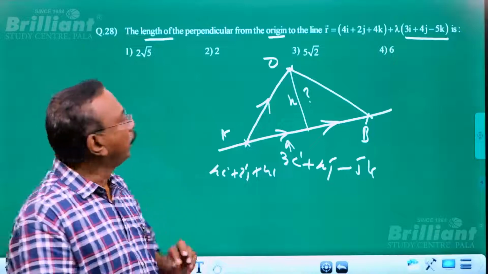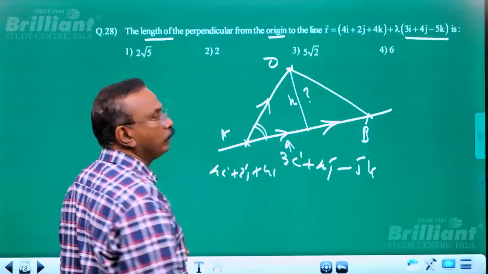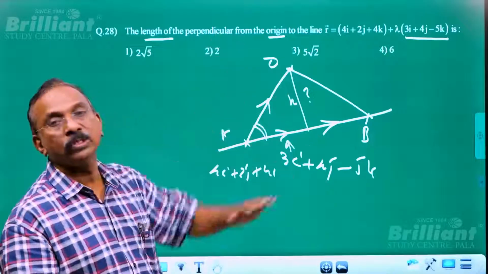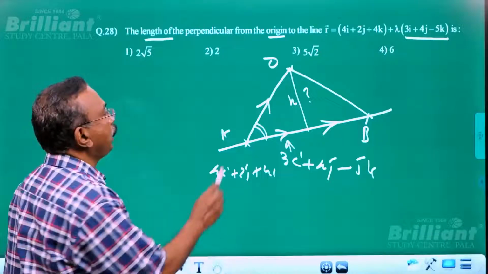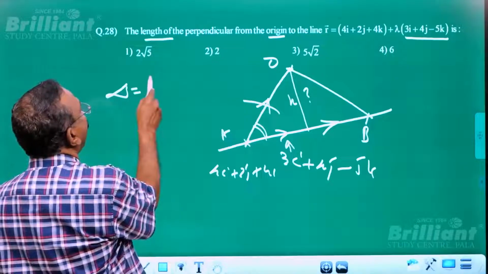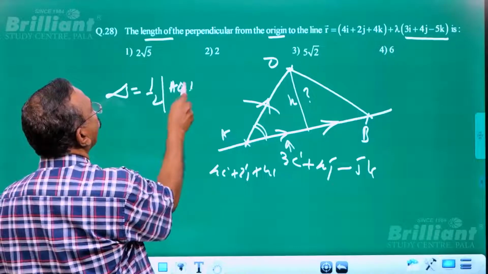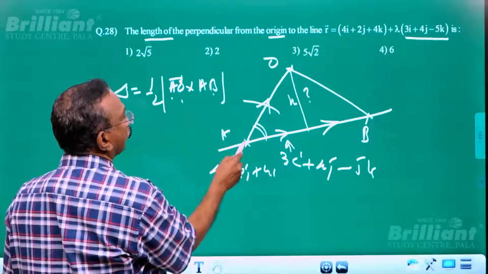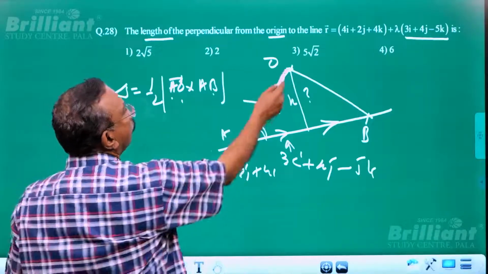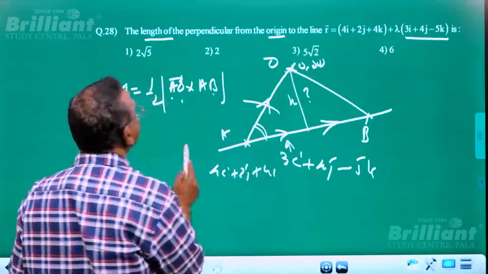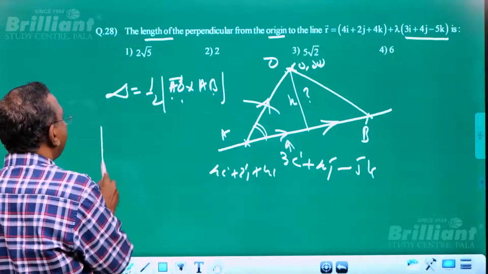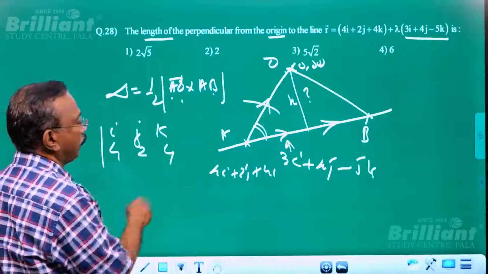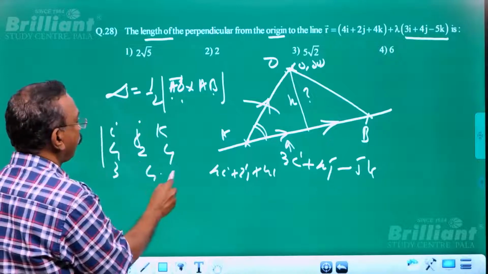Then you know the area of this triangle using these two. How to find the area? The area of the triangle is delta equal to 1 by 2 into modulus of AO cross AB. So using the cross product of these two vectors, you know A is exactly 4i plus 2j plus 4k. So you just find the area by finding the determinant: i, j, k, and 4, 2, 4, and 3, 4, minus 5.